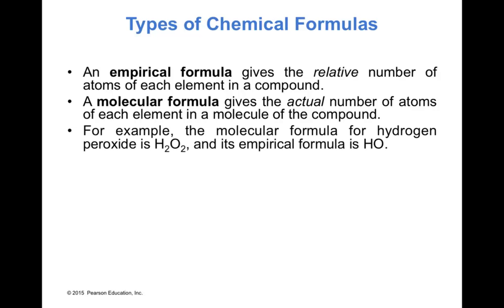For example, the molecular formula for hydrogen peroxide is H2O2, but its empirical formula is HO. So as you can see here, both of them are multiples of 2, so you can divide this by 2, and you're going to have 1 and 1, and this represents HO, which is going to be the empirical formula for hydrogen peroxide, H2O2.